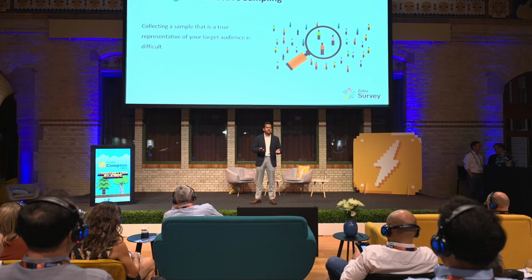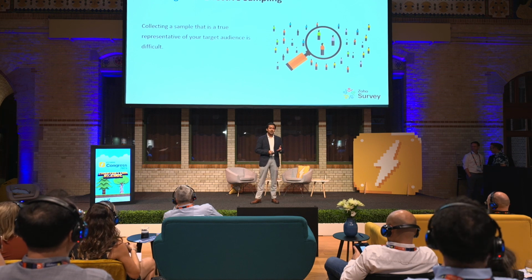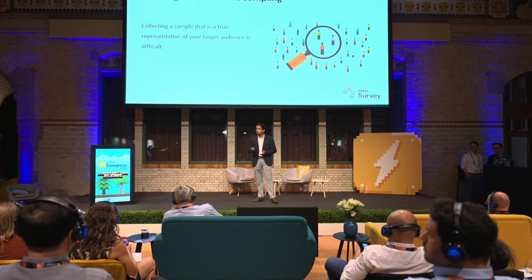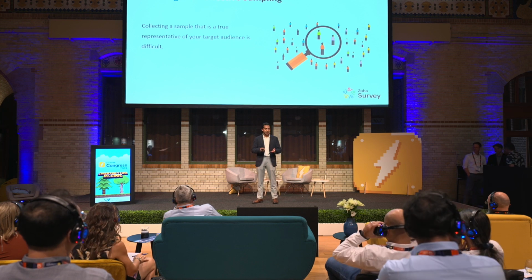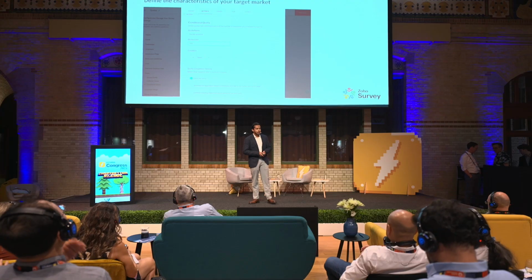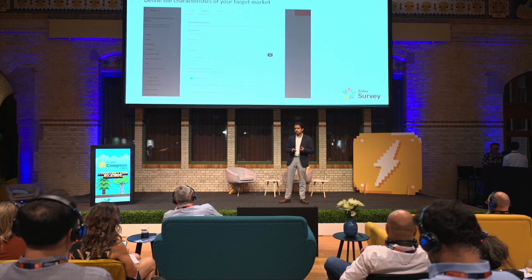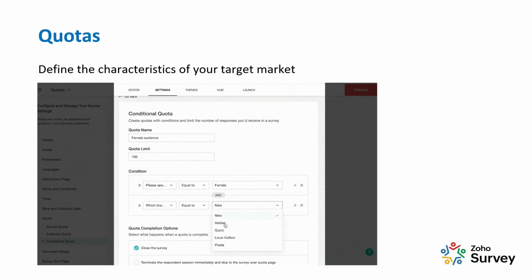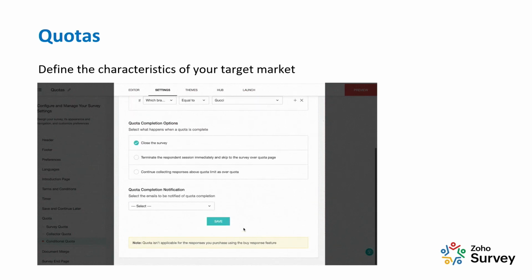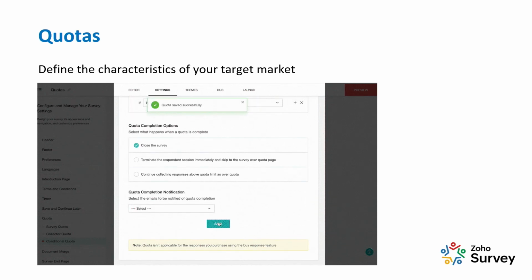So these things that I discussed are some of the comparatively minor challenges. Moving on to bigger challenges like effective sampling. Unless your sample is a true representative of your target audience, your results will be skewed. And that's why in Zoho Survey, we have features like quotas. Quotas help you define the characteristics of your target audience. For example, you might need 50 responses from females who use the brand so-and-so.